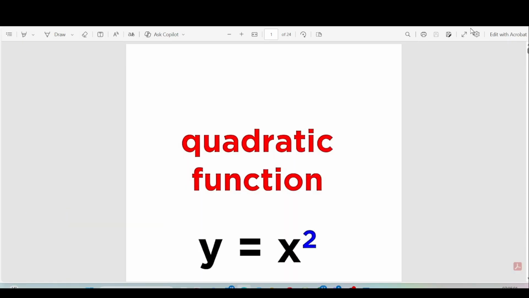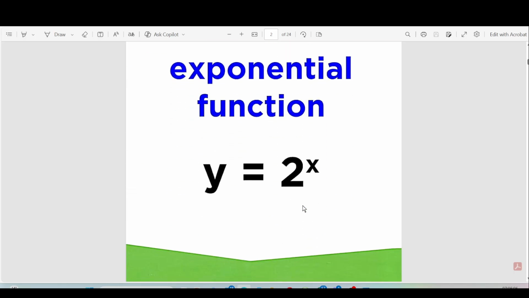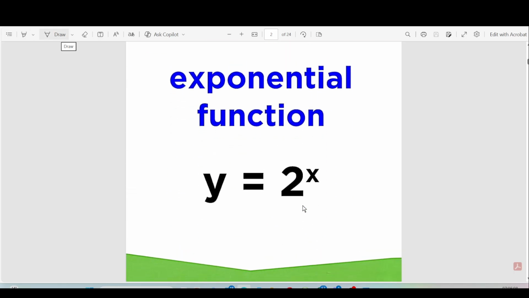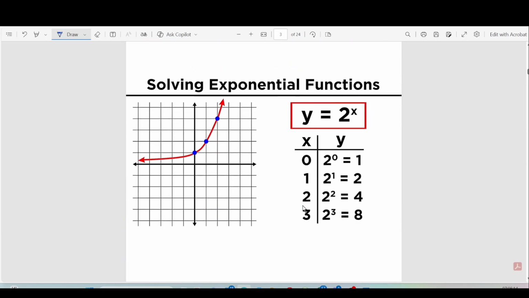So this is a quadratic function, right? And if there is a variable in the exponent, this is called an exponential function, right? Like here we have x, which is a variable. So y equals 2^x. If I put 0, 2 to the power 0, anything to the power 0 is 1, right? So when x is 0, y is 1.